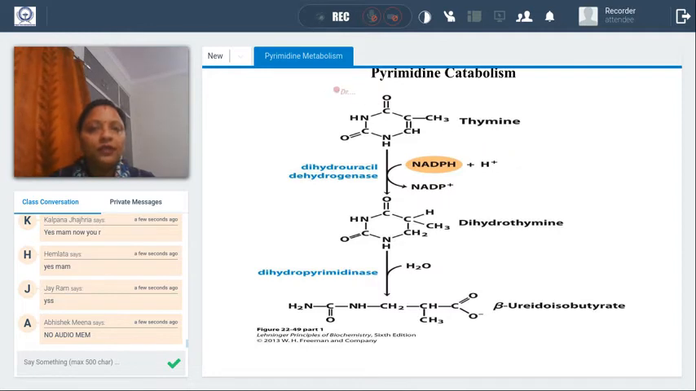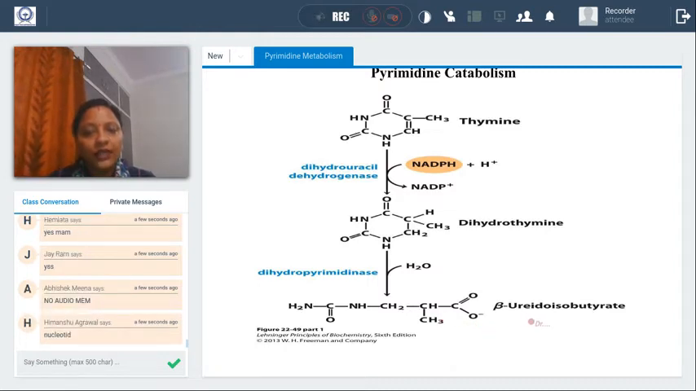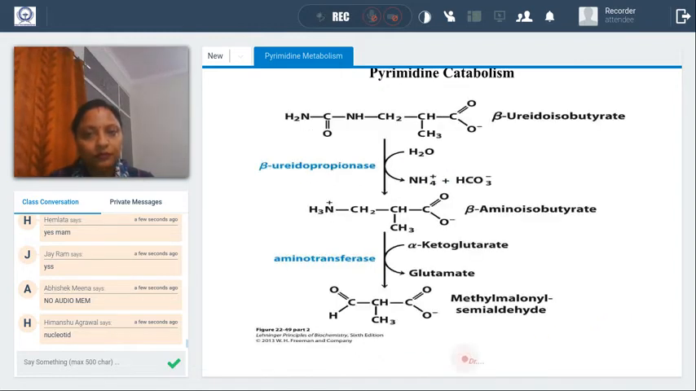This is the catabolism of pyrimidine. First, from thymine, the enzyme dihydrouracil dehydrogenase gives us dihydrothymine. In the next step, we get beta-ureidoisobutyrate. From this beta-ureidoisobutyrate, we get the main product, beta-aminoisobutyrate.